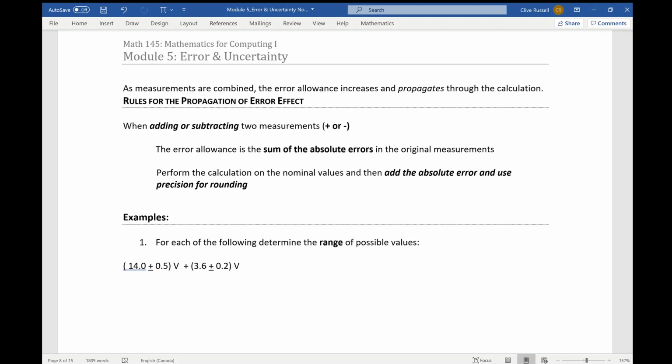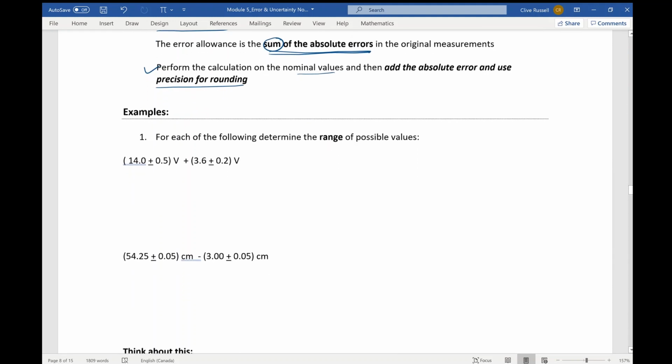So when you're adding or subtracting two measurements, the error allowance is the sum of the absolute errors. So whether you're adding or subtracting, you always add the absolute errors. You perform the calculation on the nominal or measured values and then add the absolute error and use precision for rounding. So let us just do an example here to make things a little bit clearer.